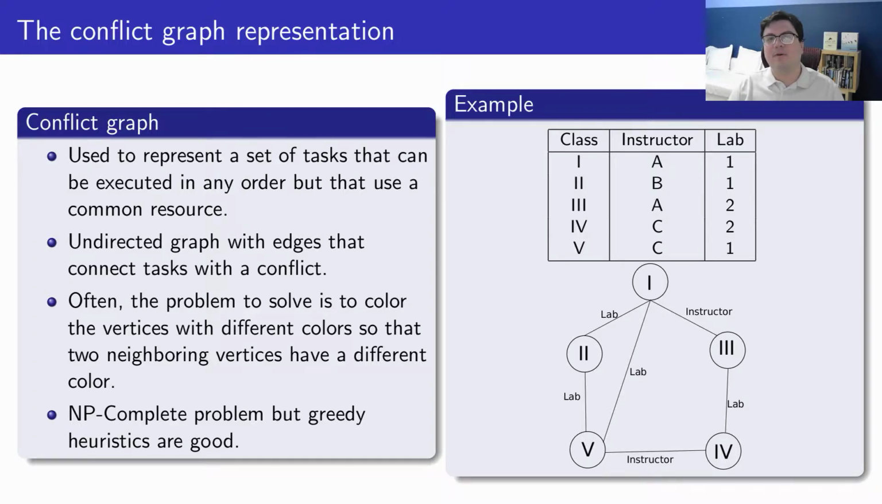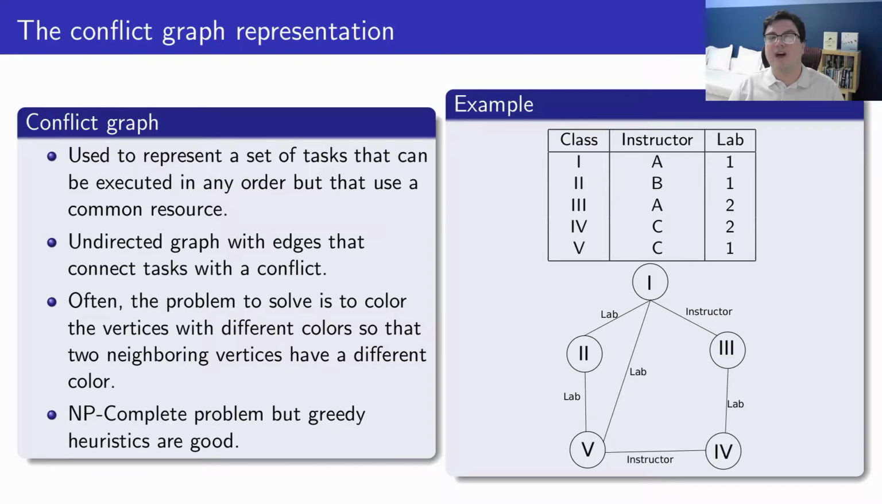Think of the problem of scheduling classes. Some classes require a particular instructor and a particular lab. Therefore, if two classes share the same instructor or the same lab, they cannot happen at the same time. This type of problem is typically modeled using a conflict graph.